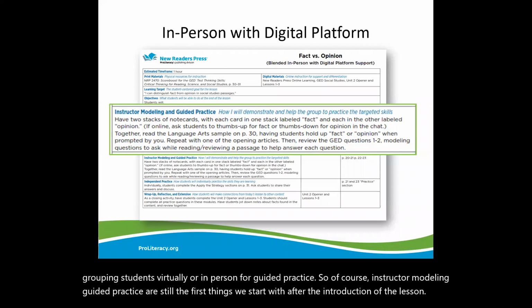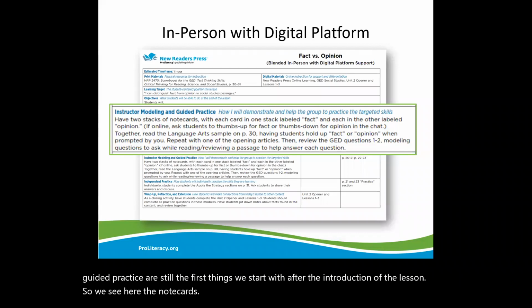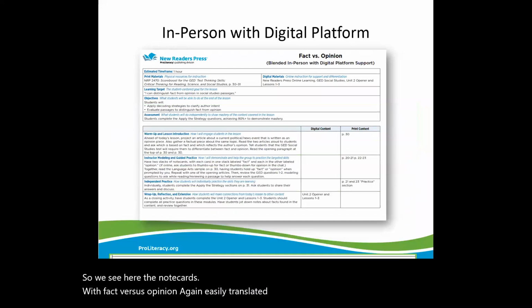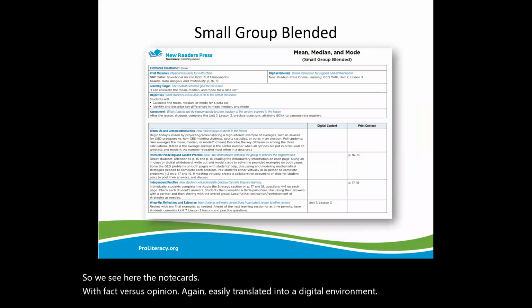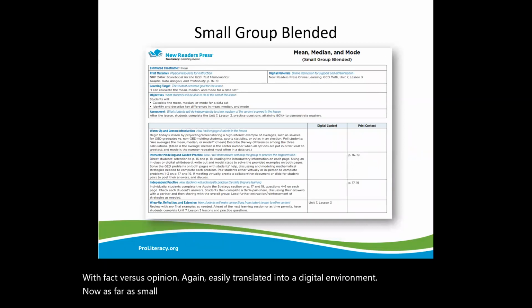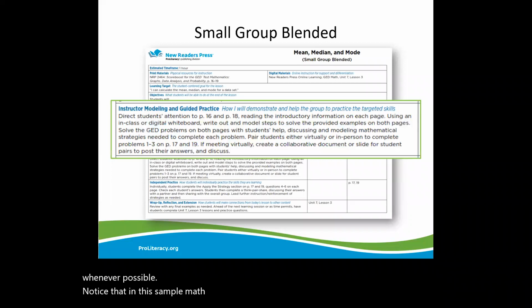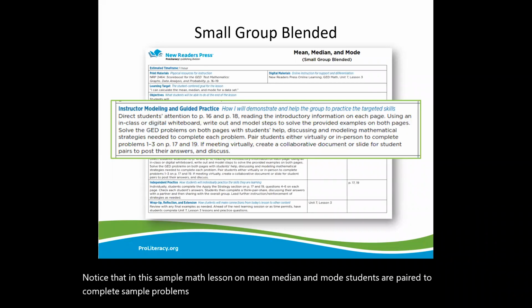So we see here the note cards with fact versus opinion. Again, easily translated into a digital environment. Now, as far as small group blended, when working in small groups, focus on pairing students whenever possible. Notice that in this sample math lesson on mean, median, and mode, students are paired to complete sample problems together and then share their answers on a collaborative document or slide if they're not physically in the same space.